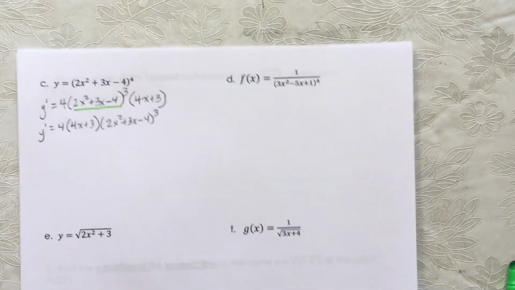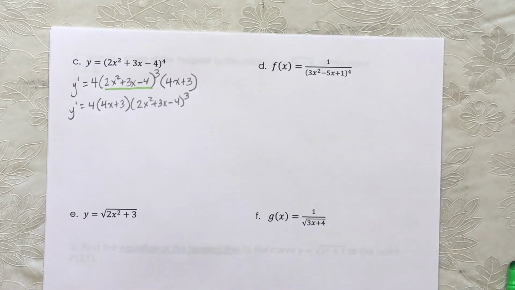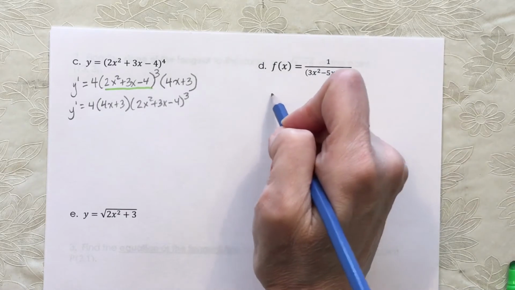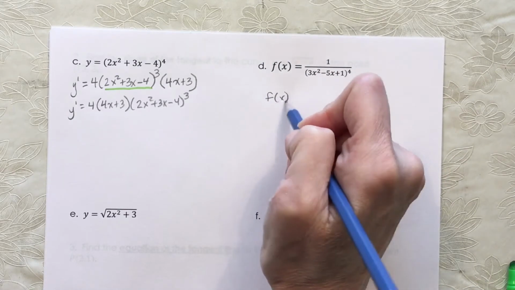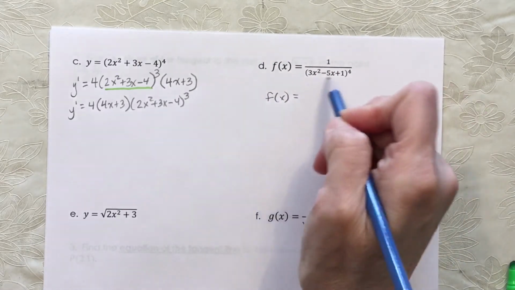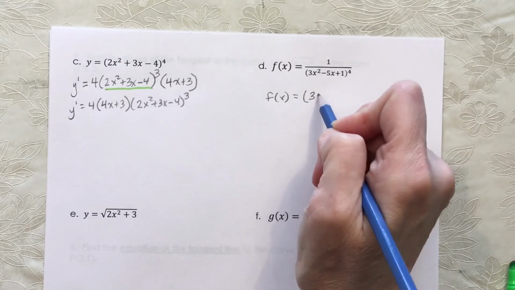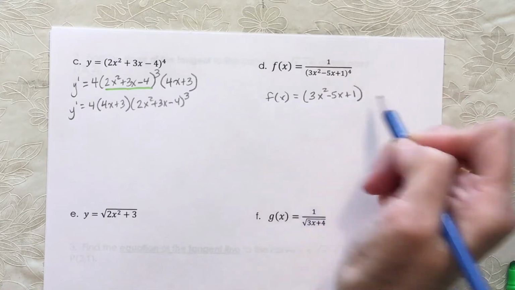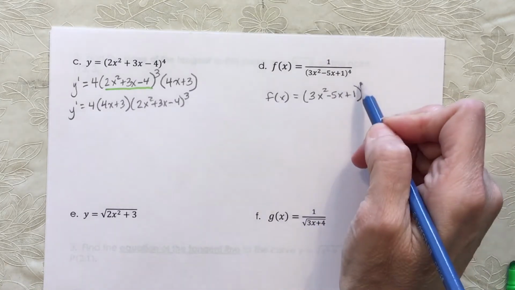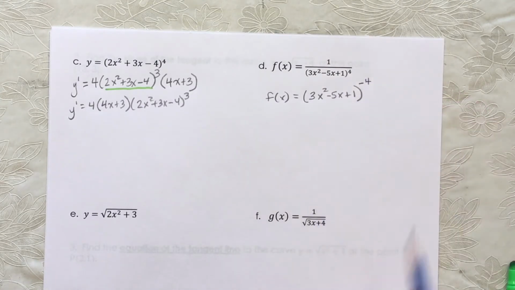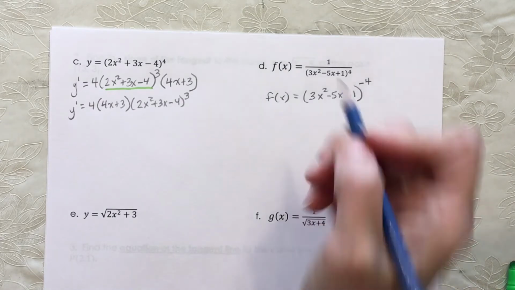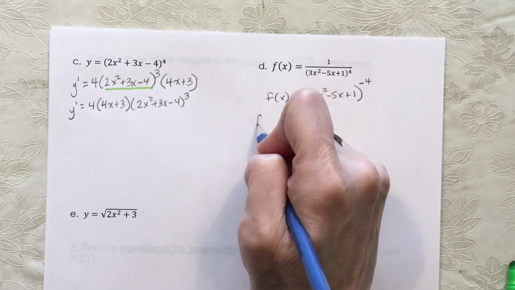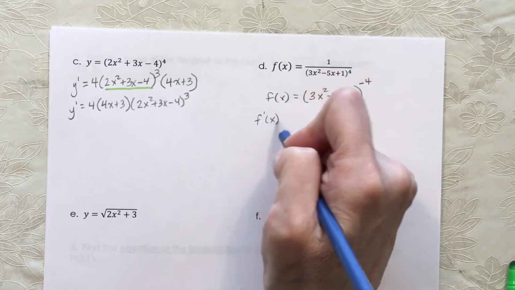D, if you look at D, you may think it's written as a power function, but it's not. We want to have whatever our power function is in the numerator, not the denominator. So using exponent rules, if I bring this up, it's going to be to the power of -4. So that's just f at x, just rewritten. So now we're ready to find f prime at x.